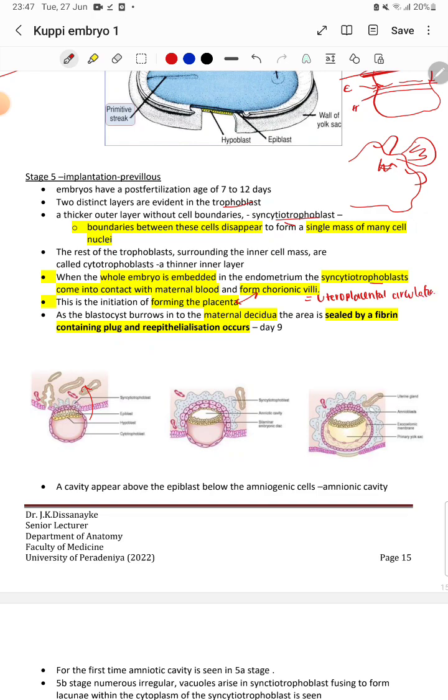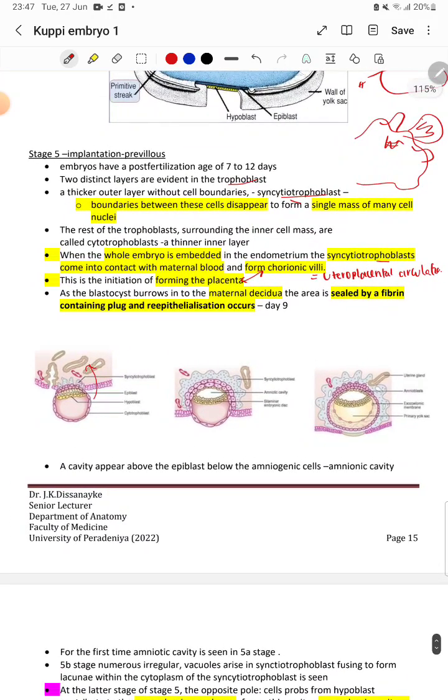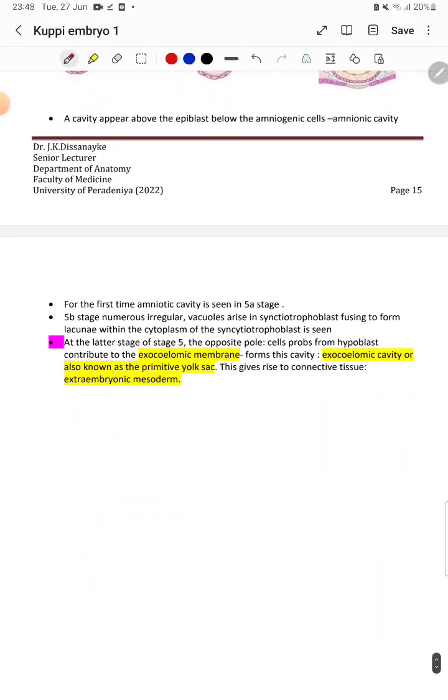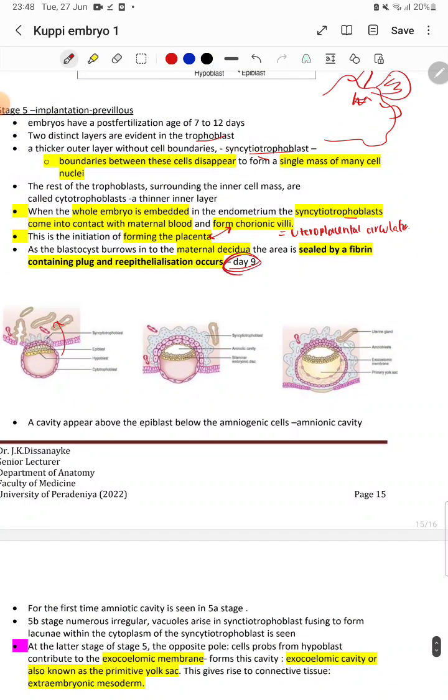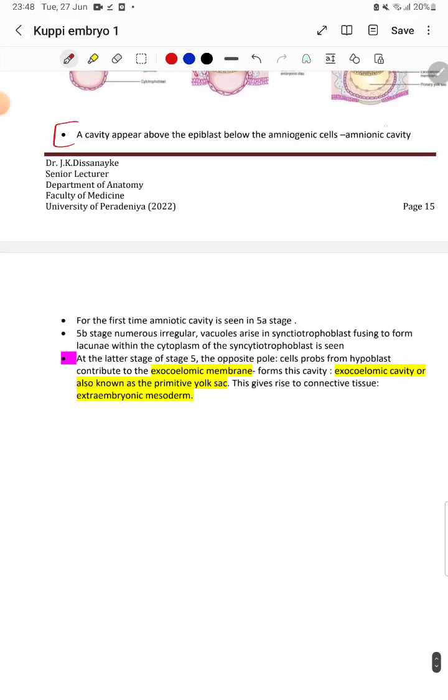As the blastocyst burrows into the maternal decidua, the area is now going to be sealed with a fibrin plug. So this is a sort of healing process for the maternal endometrium. Yeah. And this typically happens around day 9, right? This happens around day 9. And this is the point that I mentioned earlier, up above. This cavity, the amniotic cavity, occurs just above the epiblast.